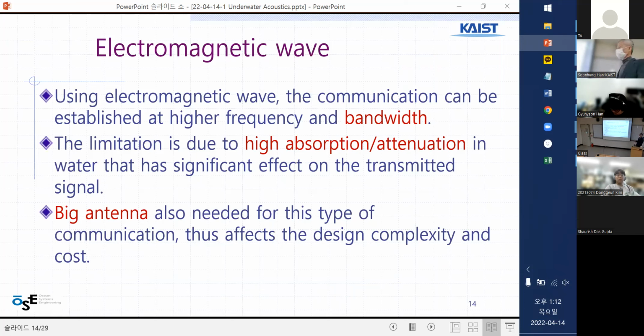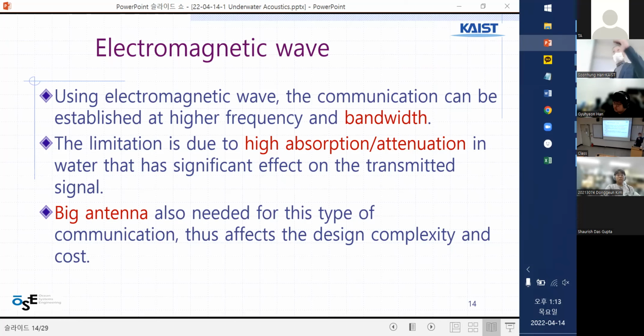For electromagnetic waves, as told before, the communication can be at higher frequency and bandwidth. Bandwidth means data volume. So they can send more data per second. But the limitation is due to absorption or attenuation. So they cannot use it. If you want to use this one, you need a very big antenna, also very frequent antennas, many antennas, short distance.